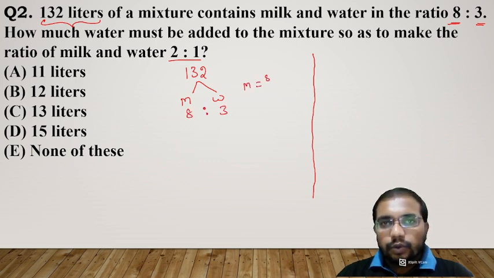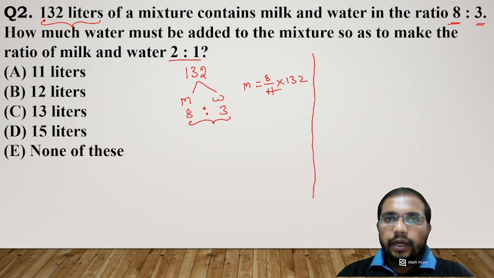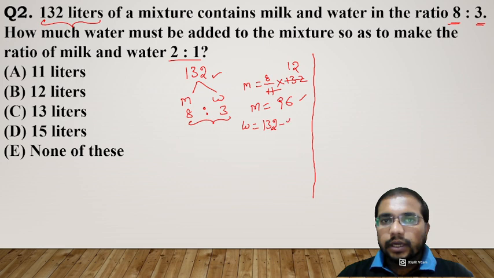Milk is equal to 8/11. How are we writing 11? 8 plus 3, 11 into 132. 11 how many times cancels? 12 times. 8 into 12 is equal to 96. Water is equal to 132 minus 96. 132 minus 96, how much? 36 liters. Yes or no?